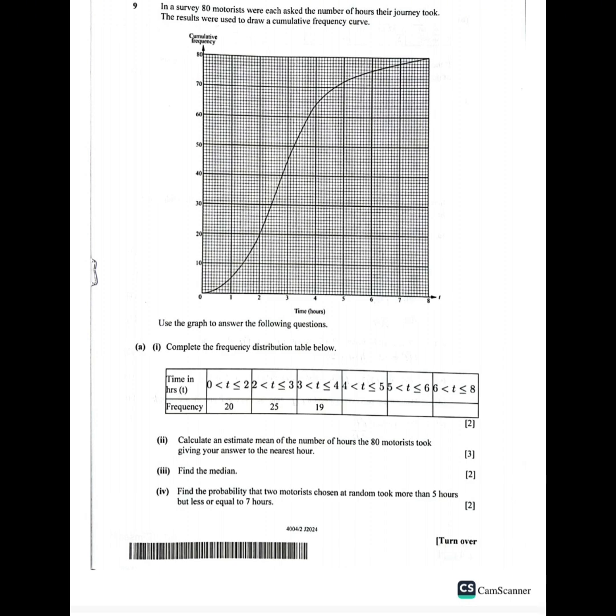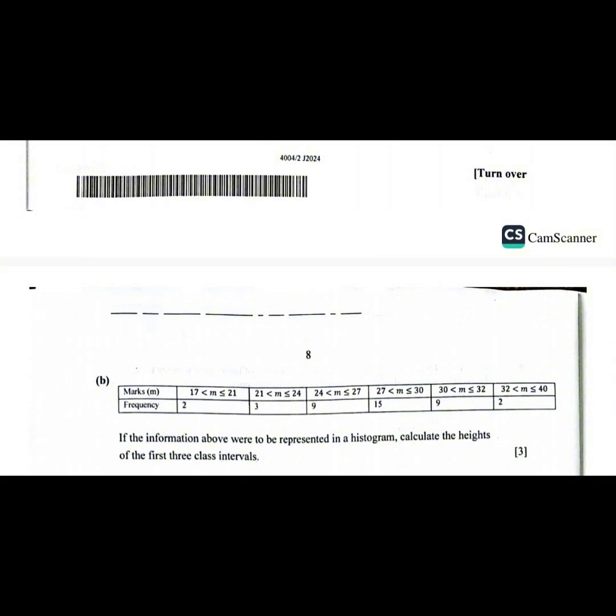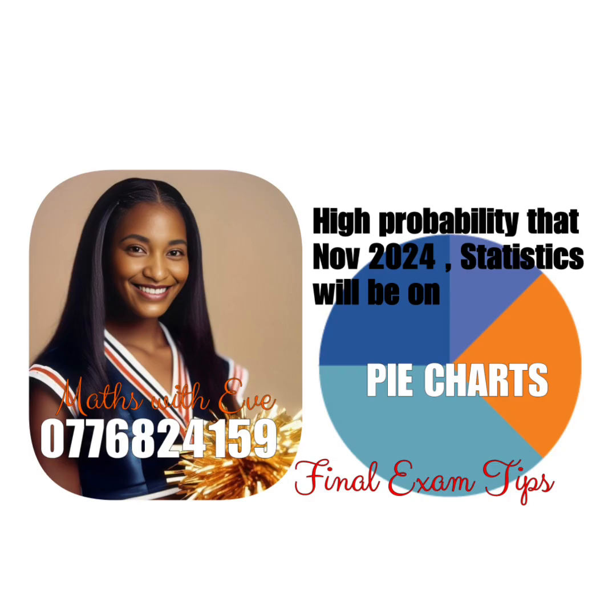75% of the question was on cumulative frequency and 25% was on histogram. So most probably in November 2024, the statistics question will be on pie charts. I will also create histogram final exam tips, but today let us focus more on pie charts.